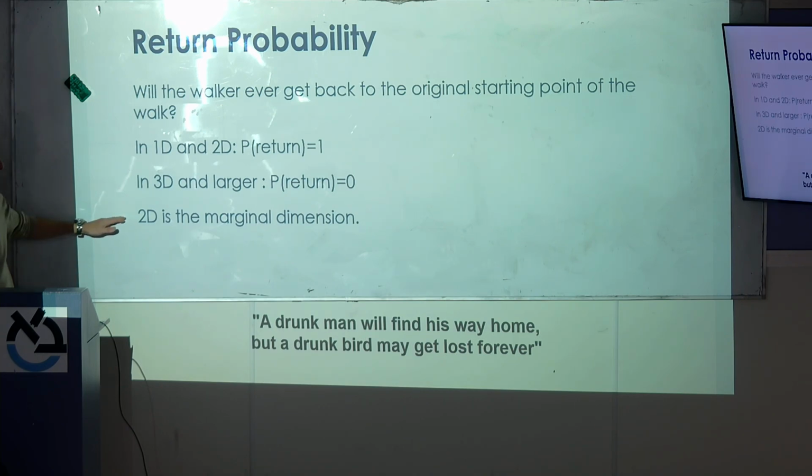So the two dimension is really a marginal dimension. It takes infinite time for the walker to come back home, but he will, at the end, come back. So for any dimension, the space explored by the walker increases like square root of time.